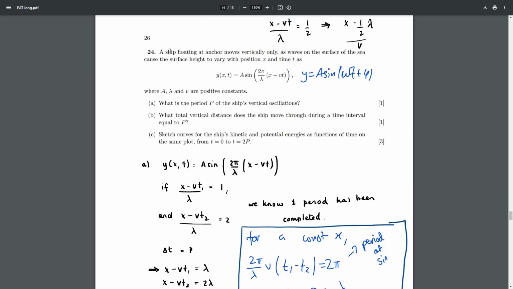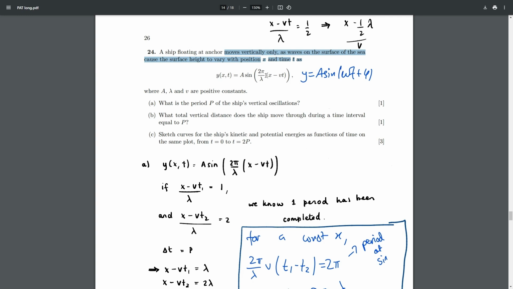Question 24 now. For a ship floating at anchor, the first thing to notice is that the ship is anchored, so the ship can only move vertically, and like it tells us, the ship moves vertically. As waves on the surface of the sea cause the height to vary with position x and time t, y of x, t is this sine function.